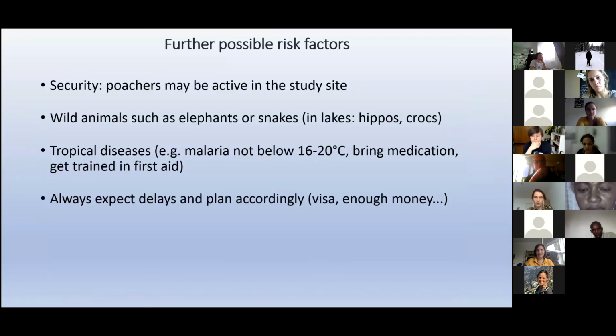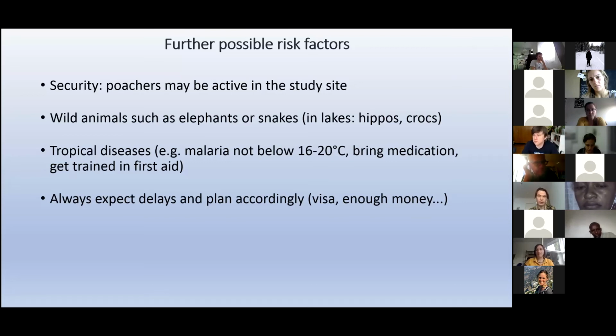So other things I'd like to emphasize here from a practical point of view. One thing is security. Poachers may be active in your study site, especially if you work in protected areas. This is something which we had to face. So be aware that this is an issue. Always have rangers and armed protective people with you if you go to such remote places, and also be aware that that could be serious if you bring students along.